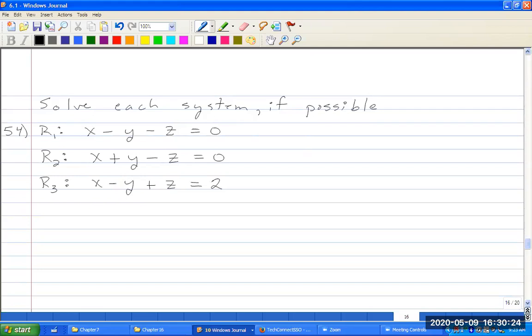Problem number 54. Here it just says solve each system if possible. So they don't care how you do it. You can do it by graphing, by substitution, or by elimination. In general, you never use graphing to actually solve a system. It's too difficult. So graphing is not really a good technique to use.